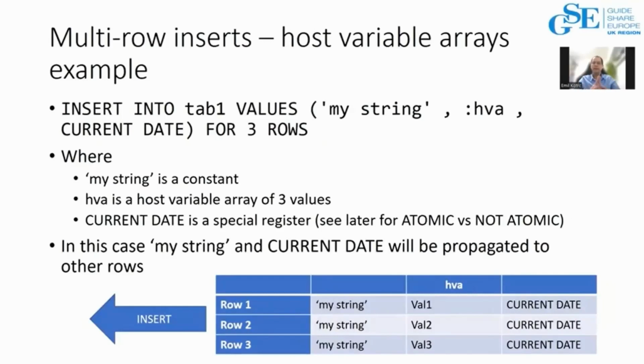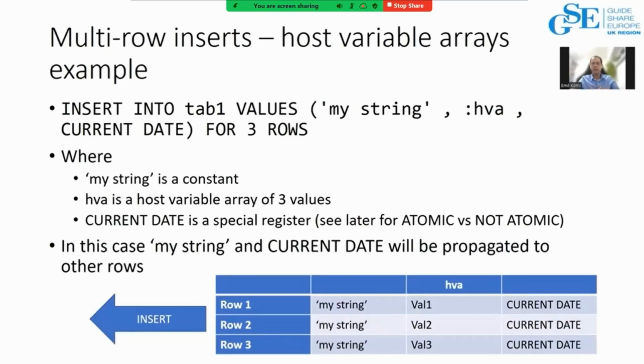And then I have this clause for 3 rows, which means that I'm currently inserting 3 rows, a constant number of rows. I can also make this a variable, so I can specify for n rows, where n would be a host variable. Anyway, as I mentioned, my string is a constant. HVA is a host variable array of 3 values, and current date is a special register. Now the difference is how it works if I have atomic or not atomic insert. Again, it will be on the next slide.